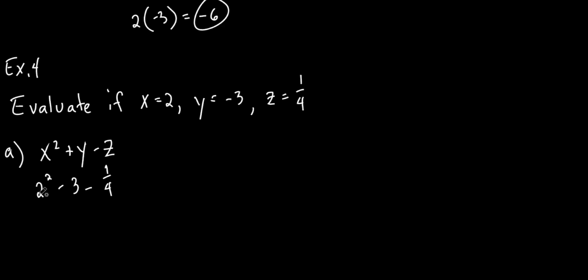Order of operations, exponents first. So that's 4. Let's do it in our head. 4 minus 3 is 1 minus 1/4. Okay, so you could just do it in your head. Hopefully you can. If I have one whole thing and I take away 1/4 of it, how much do I have left? I got 3/4.